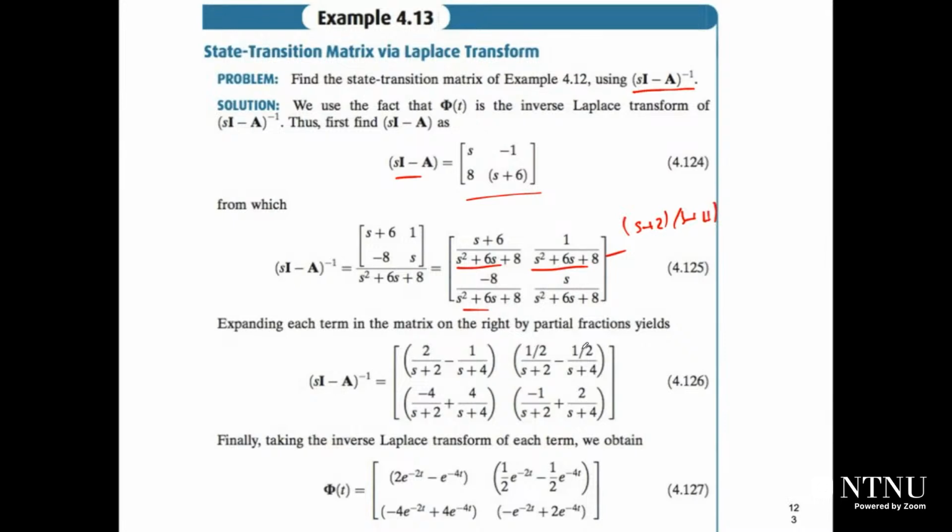Solve for K1, K2, K3, K4, K5, K6, K7, K8, and apply inverse Laplace transform. When you apply inverse Laplace transform, phi of t would be 2 e to the minus 2t, minus 1 e to the minus 4t, 1 divided by 2 e to the minus 2t, minus 1 divided by 2 e to the minus 4t, and so on. So we will get phi of t.